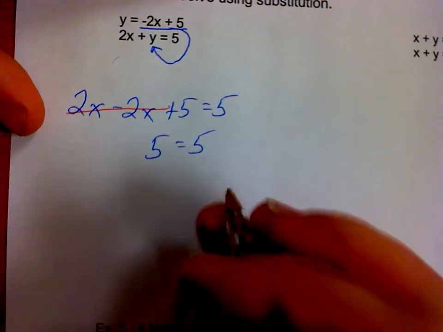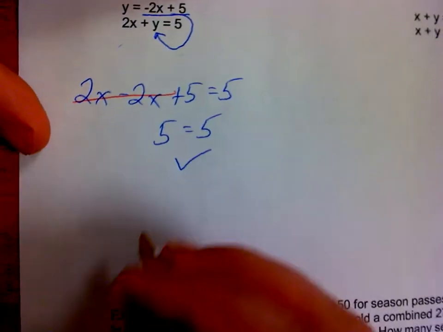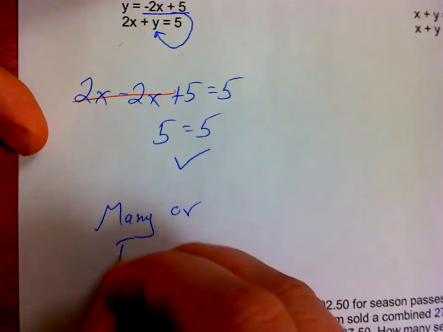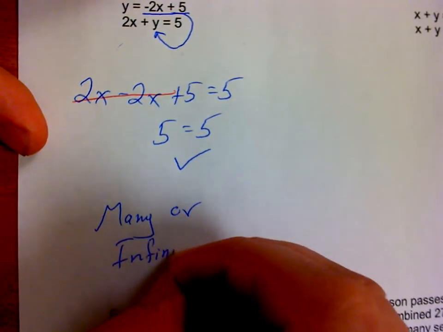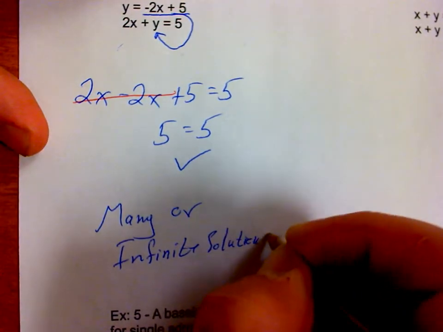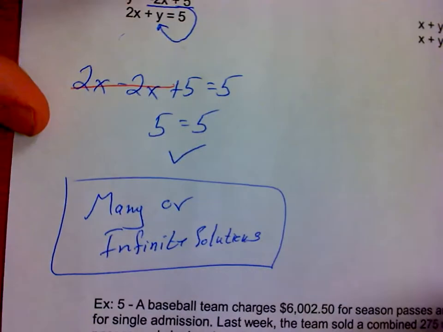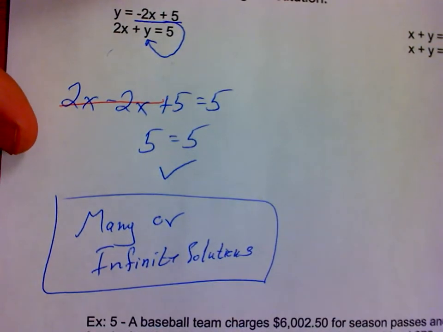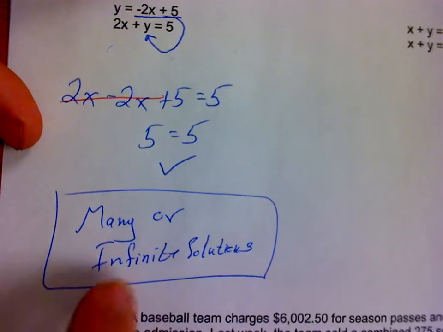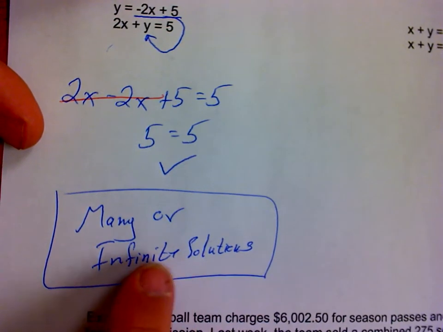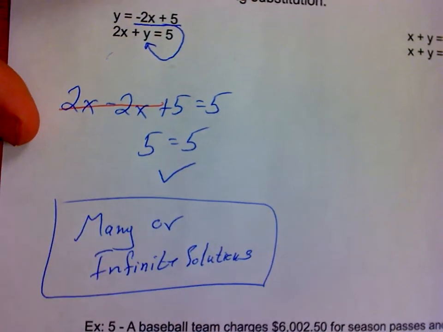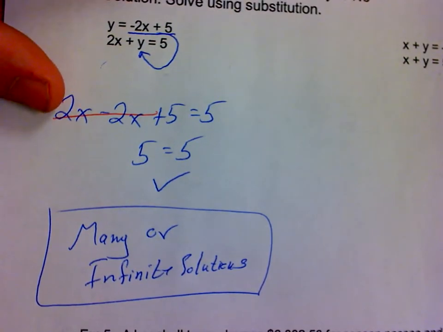Now, since that is a true statement, that means we have many or infinite solutions. That means when we graph these lines on a coordinate grid, they're actually going to be right on top of one another because they're the exact same equation, which means there's many points where they intersect. In fact, there's an infinite number of points where they intersect. So that's why there's an infinite or many solutions for this one. So that's what it looks like when we deal with one that'll end up with many or infinite solutions.